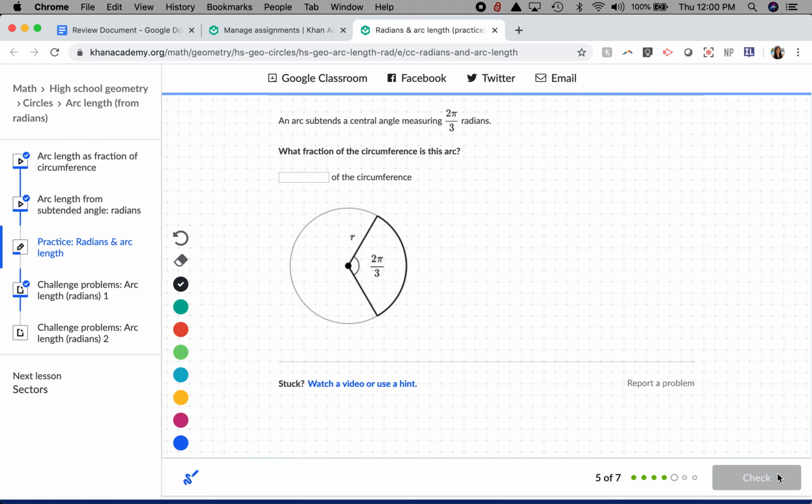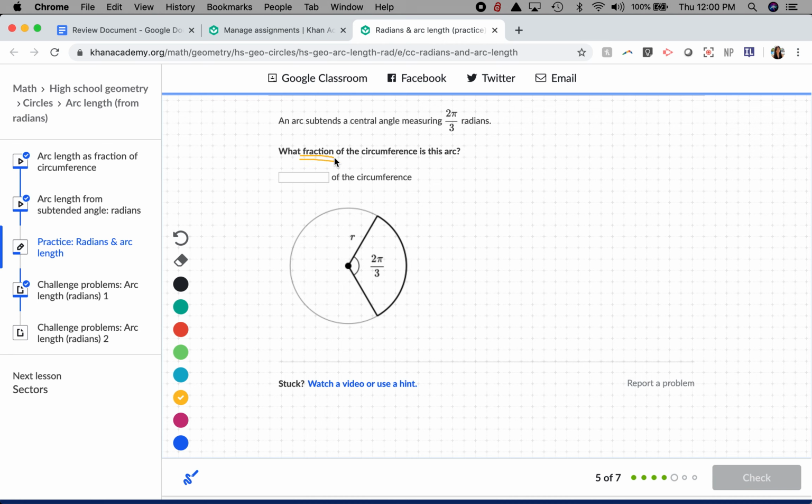This will be the last question we're going to do for this exercise. It states, an arc subtends a central angle measuring 2 pi over 3 radians. What fraction of the circumference is this arc?